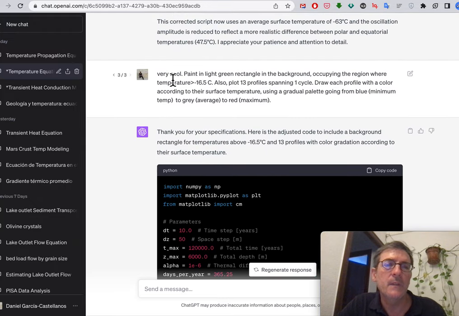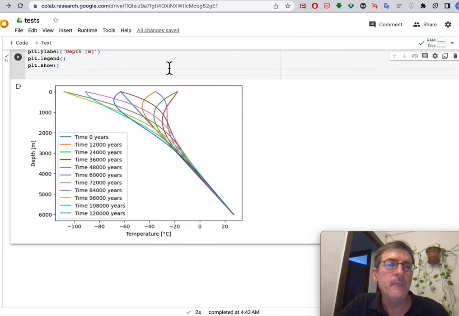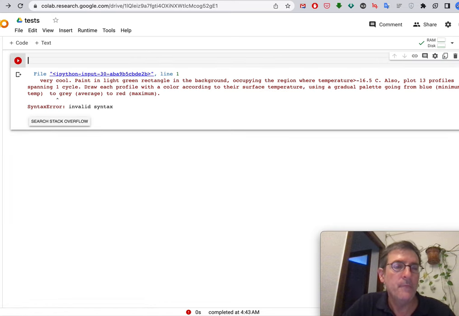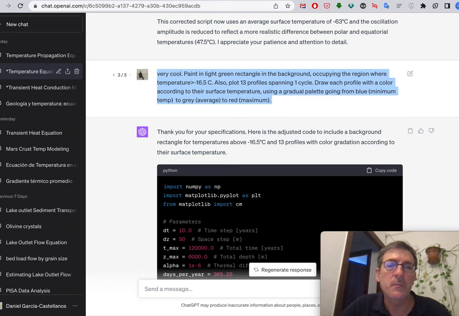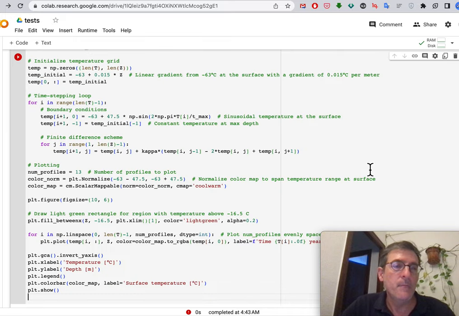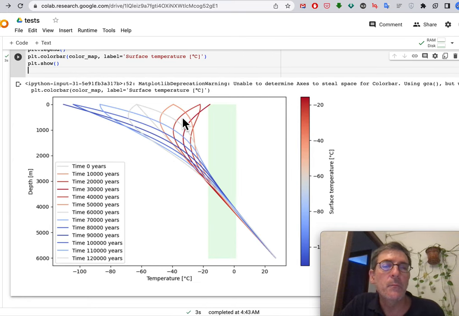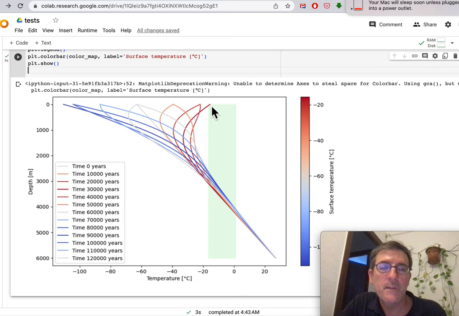Okay, the next thing I did was change the color palette and other things. This is the last request I made. Let me show you the final figure. Sorry, I didn't copy the code here. In this figure, I asked to plot each vertical profile with a color palette based on the surface temperature. So the average surface temperature is in gray, and it moves to red colors, reaches the maximum, and then the surface temperature is forced to move down to the cooler temperatures, which are beyond minus 120 Celsius.